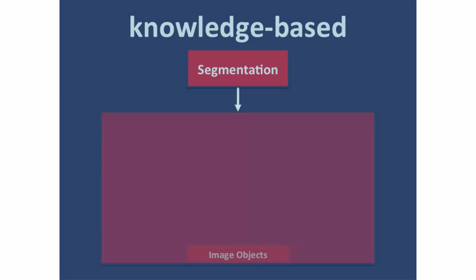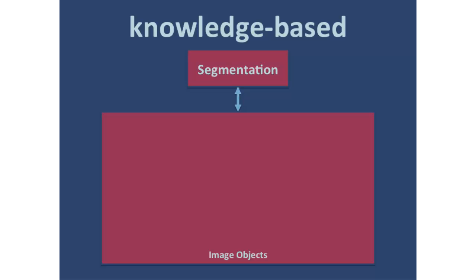So how does an object-based workflow actually work? The initial step is segmentation. So segmentation is this process where we create these homogeneous groups of pixels based on size, shape, and area. And those are called image objects.